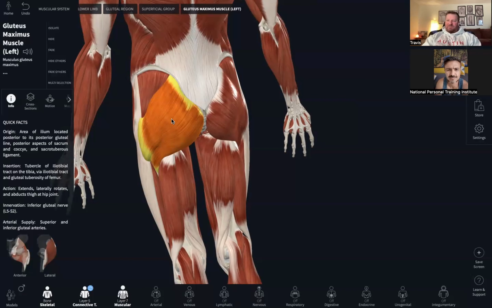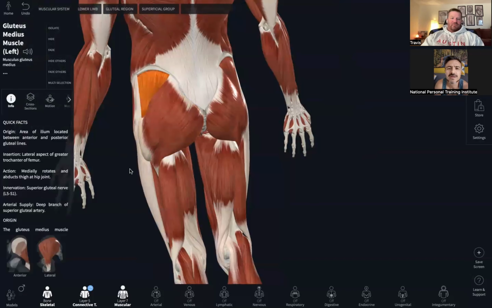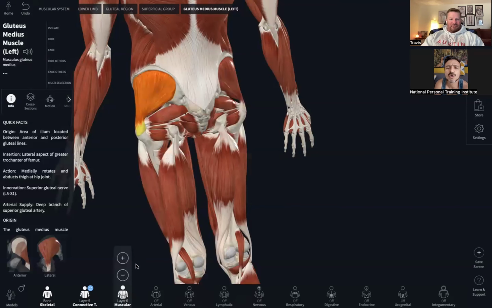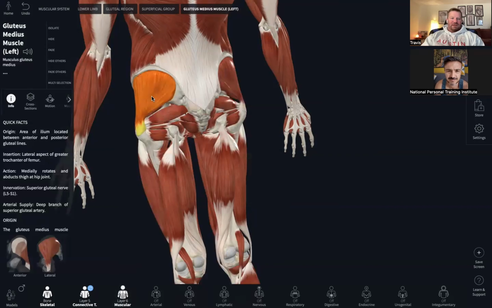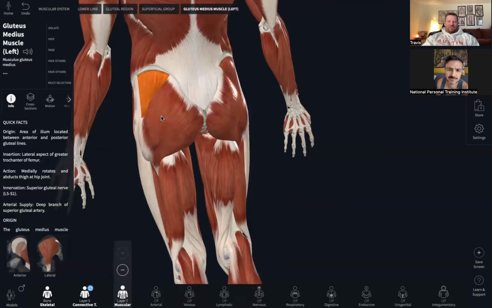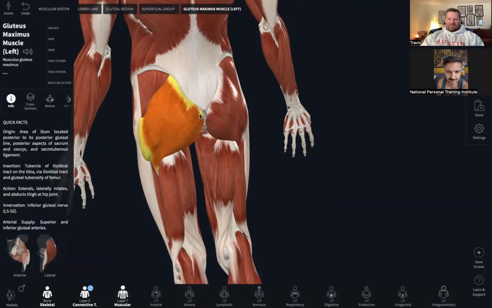So there's a glute max. ¿Cómo se dice glute max en español? Glúteo máximo. We have the glúteo medio. Glúteo medio, y glúteo mínimo. Mínimo, correcto. How do you say máximo? Wait, this is the medius. Medio. Glúteo medio, y glúteo máximo. Okay.